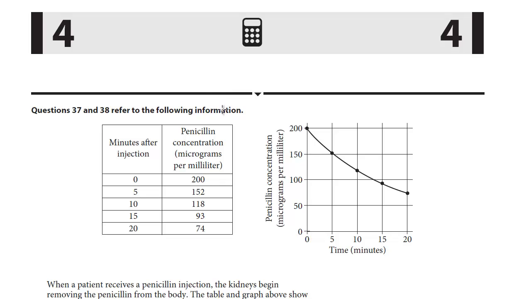In this lesson, we'll conclude a review of Math Test 8, Section 4, Calculator Permitted, questions 37 and 38, the final two grid-ins. And these are paired questions. There are two questions relating to this information. So let's take a look.